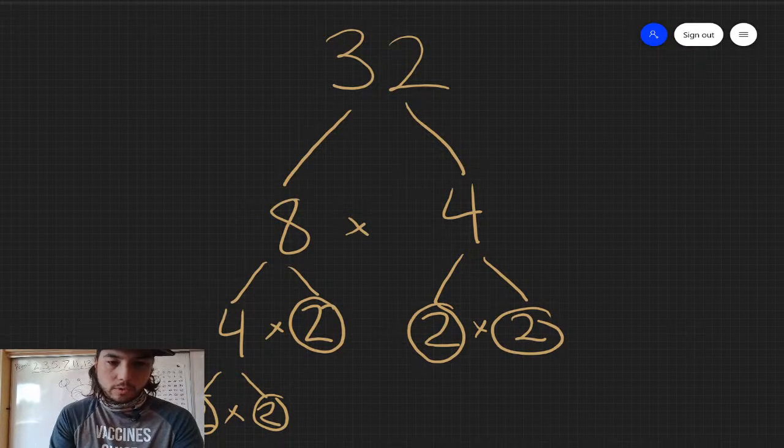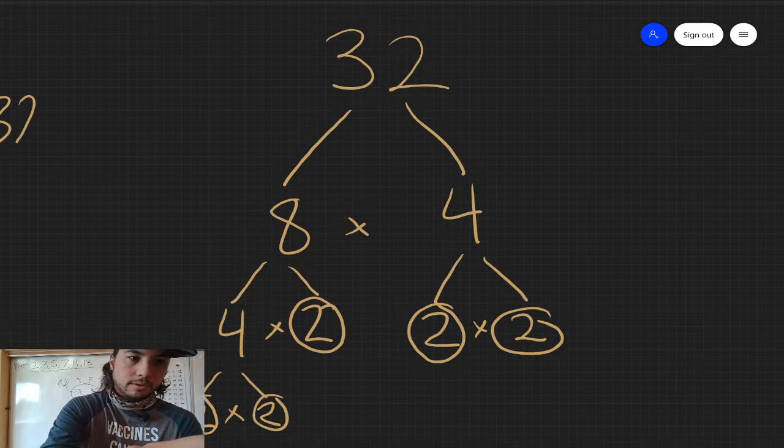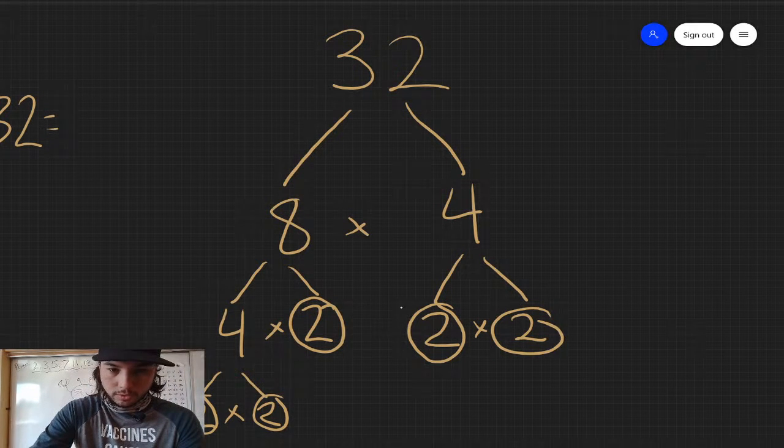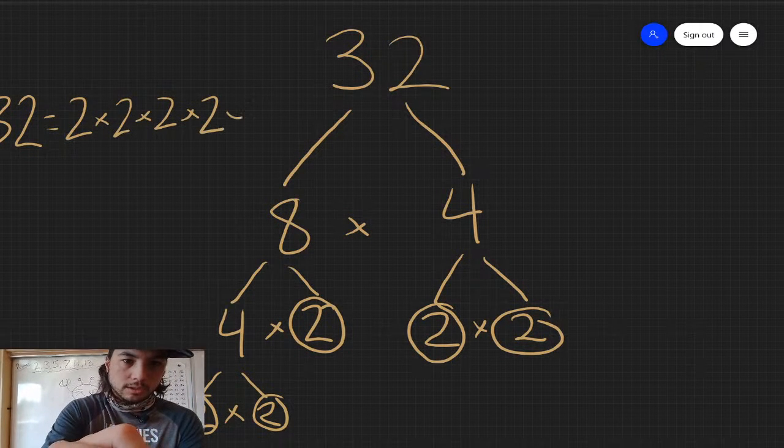So then what you're left with, oh my gosh, check that out. 32 equals, let me count my 2's, make sure I got them all. 1, 2, 3, 4, 5. 2 times 2 times 2 times 2 times 2.